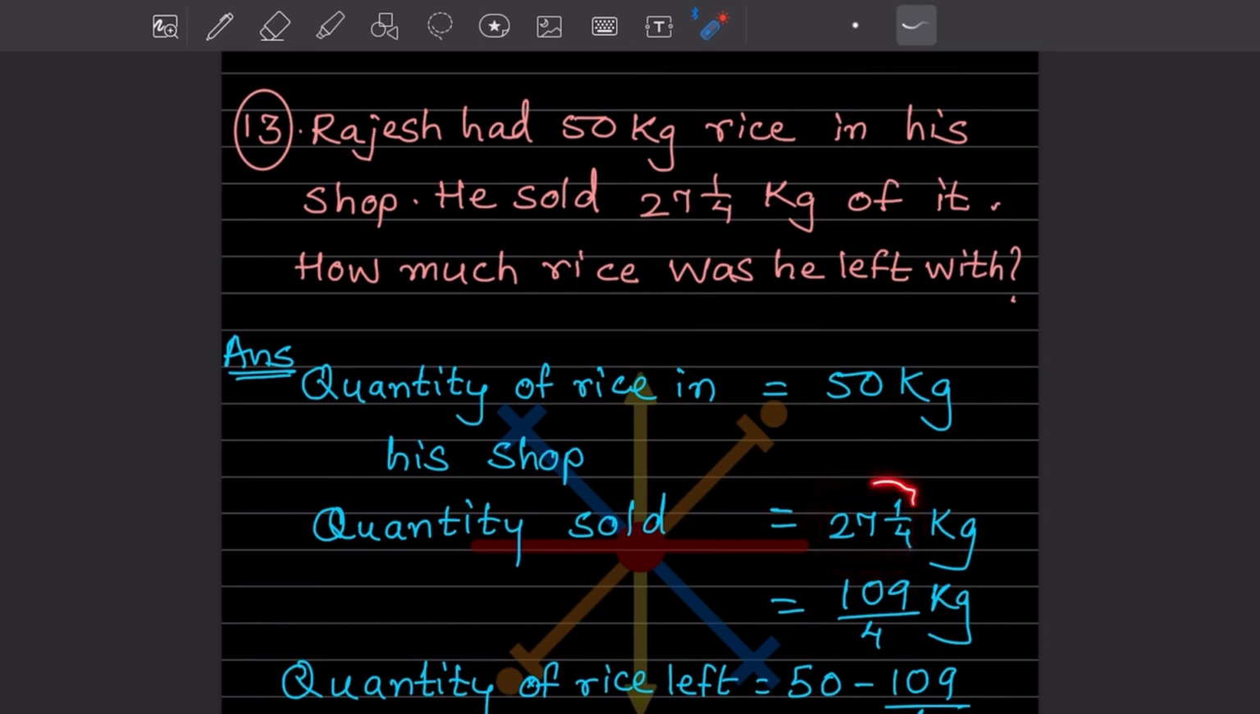When we change this to an improper fraction, 27 times 4 is 108, and 108 plus 1 is 109, and this is divided by 4. So now the quantity of rice left: he had 50 kilograms of rice, and from that this much is sold. So now you see, 50 minus 109 by 4.